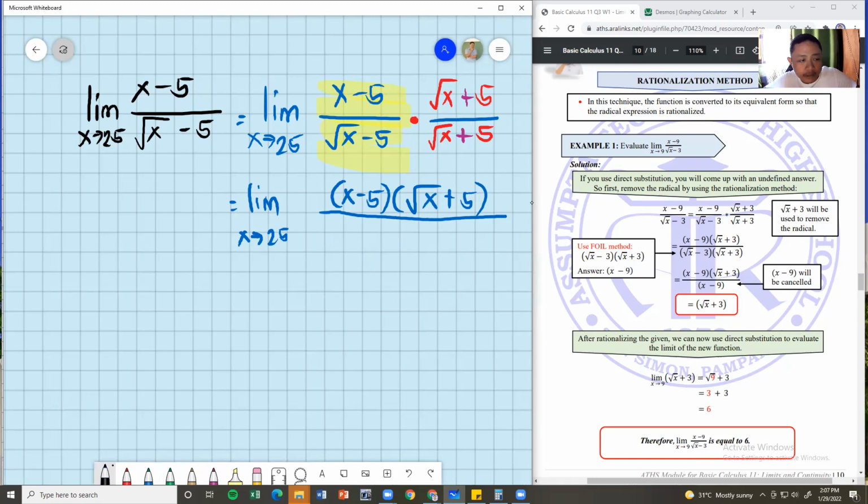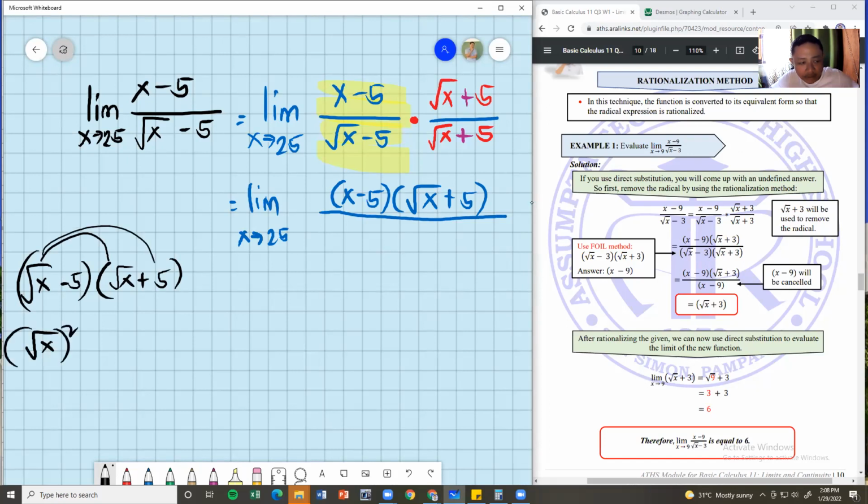Or kung gusto naman, FOIL method, scratch tayo dito. Just to show you, saan galing yung shortcut niya? Square root of x minus 5 times square root of x plus 5. Okay? And then, let's just solve this. First terms, that becomes square root of x squared. And then outer, plus 5 square root of x, inner, minus 5 square root of x, and then the last, minus 25. Can you follow?